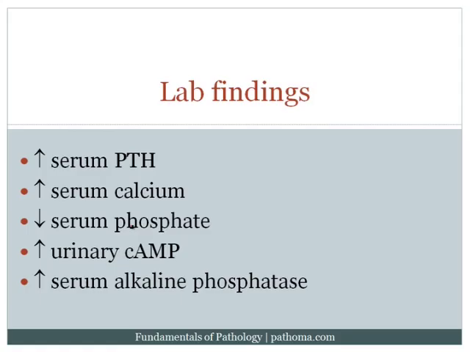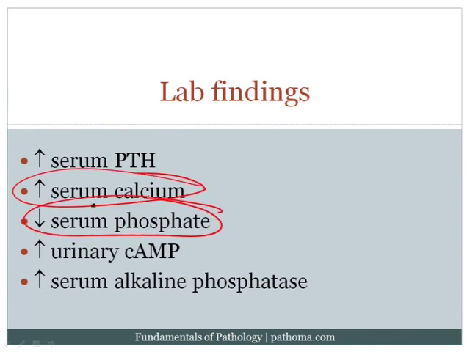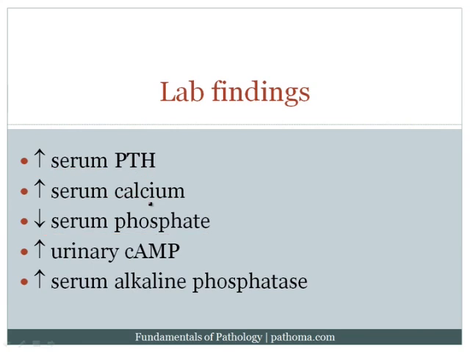The lab findings in primary hyperparathyroidism will be a high serum PTH. Of course, the adenoma, for example, is making PTH. You'll have a high serum calcium but a decreased serum phosphate. Of course, the high serum calcium is due to the fact that you're resorbing bone, increasing absorption from the gut, and also increasing resorption from the kidney. And the low serum phosphate is due to the fact that you have decreased resorption in the kidney, or you're quote-unquote dumping phosphate into the urine.